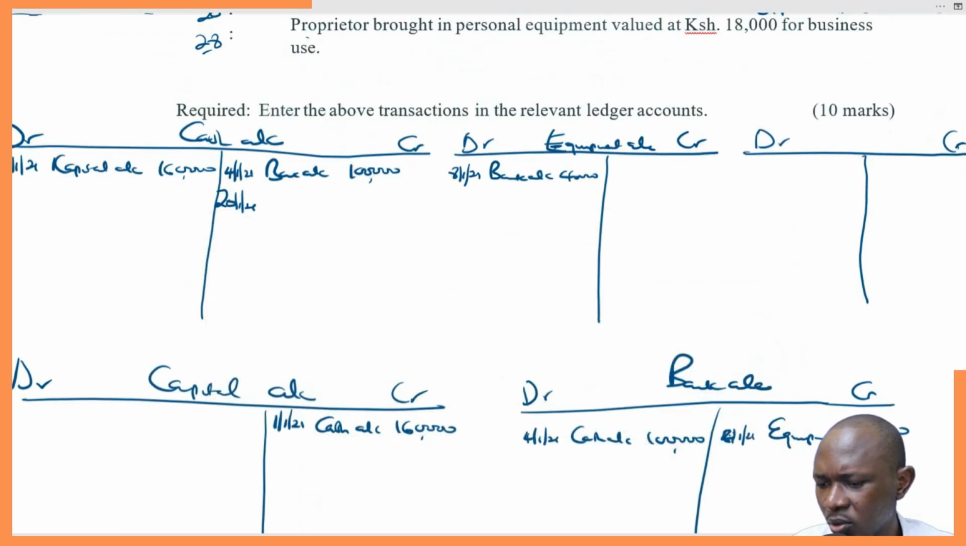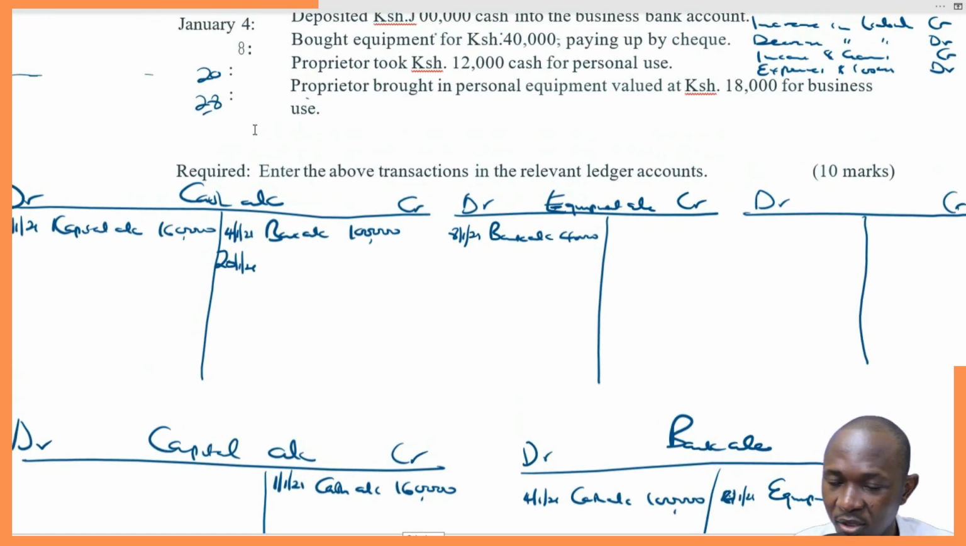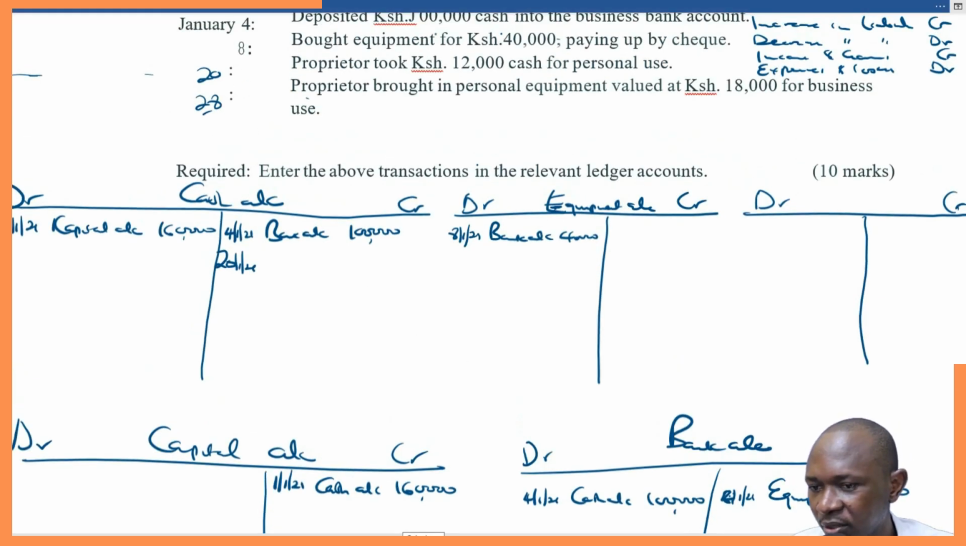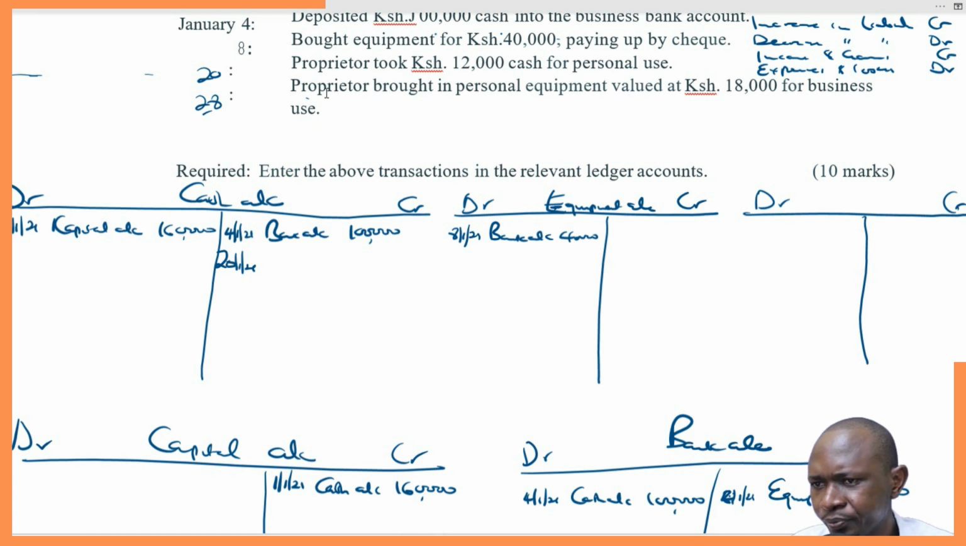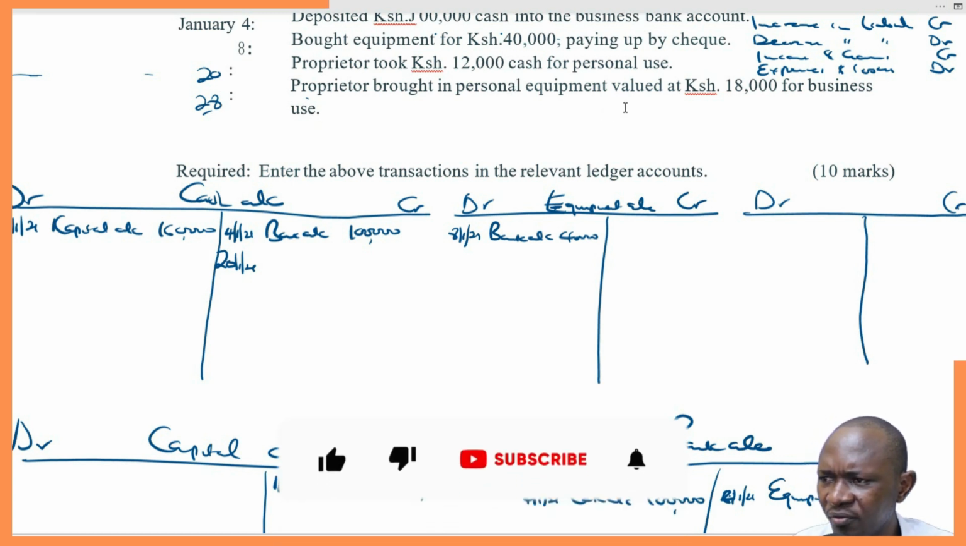So we don't have the question paper. Okay, so let's just proceed. I'm assuming this 20th and 20th, we'll just put the correct dates. So on 20th, proprietor took 12,000 for personal use.